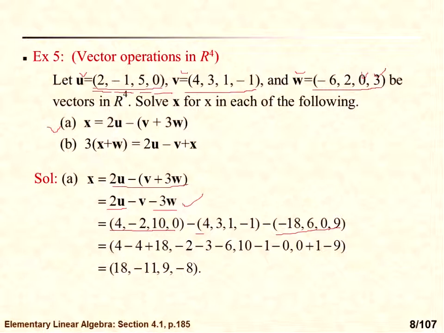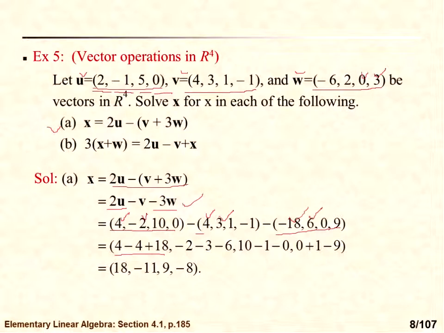Next, I will add all these things. First of all, I will add the ith element to the ith element. As I told you, when we add or subtract, we add the ith element to the ith element, the jth element to the jth element, and the kth element to the kth element. So this is our ith element, this is our ith element, this is our ith element. So we add these three.